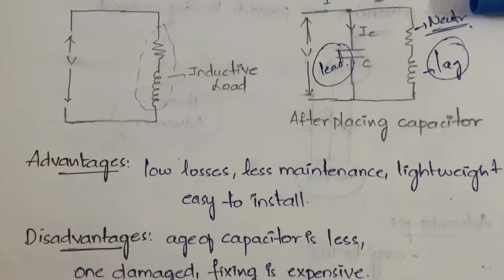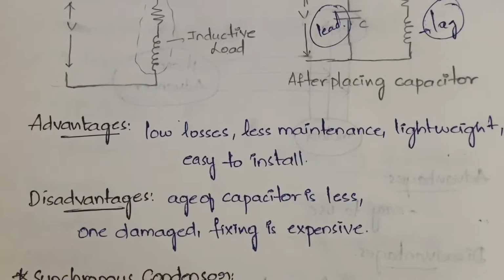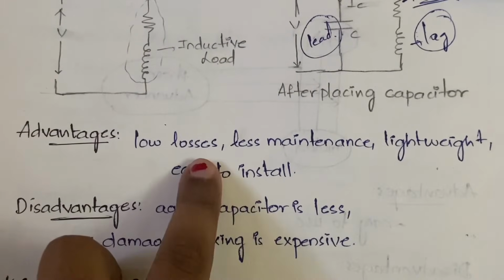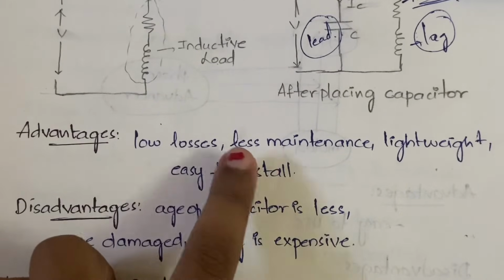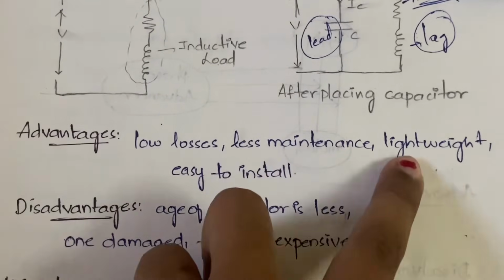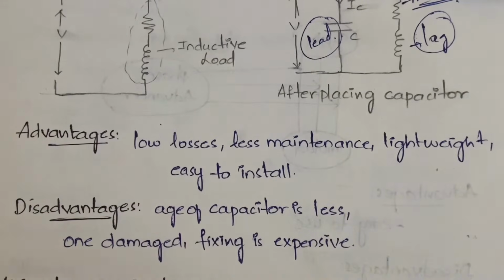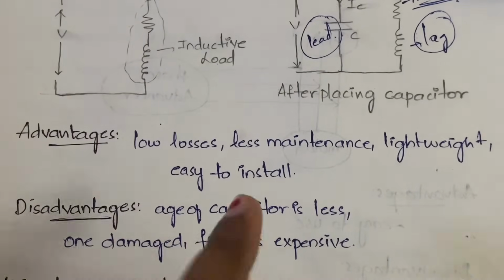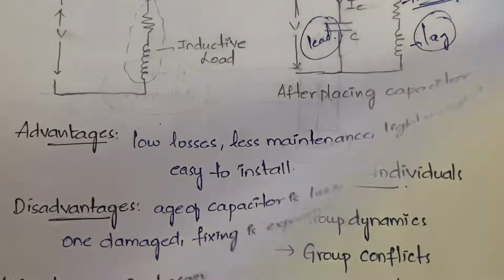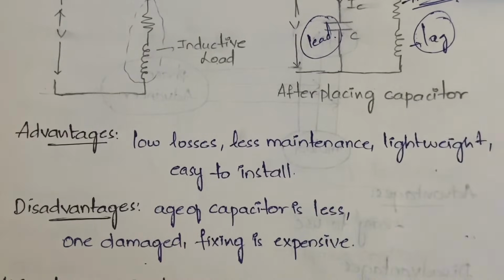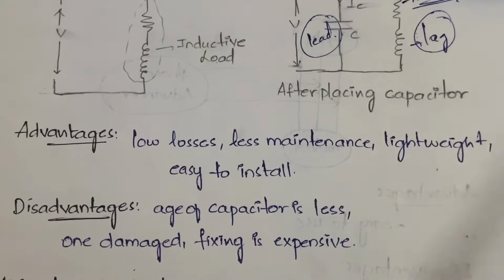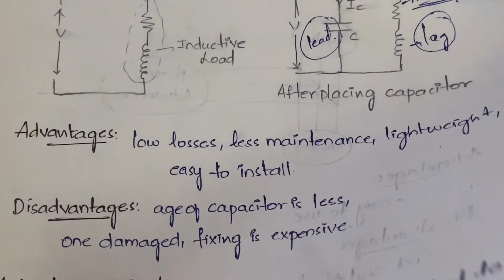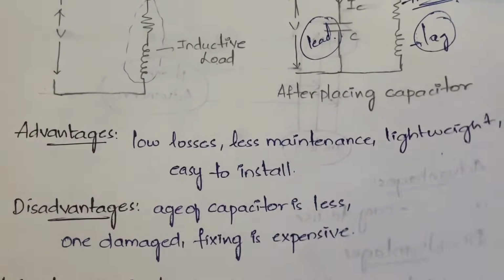Now let us see the advantages and disadvantages of this static capacitor. First is low losses, that is, very negligible losses, minimum losses. Maintenance is less. It is light in weight and easy to install. Coming to the disadvantages, the age of the capacitor is less, that is, you need to keep on replacing it. And if the capacitor is damaged, it is very expensive to fix it. Got it? So this is about the static capacitor. Simple. You will be placing a capacitor in parallel to the load.